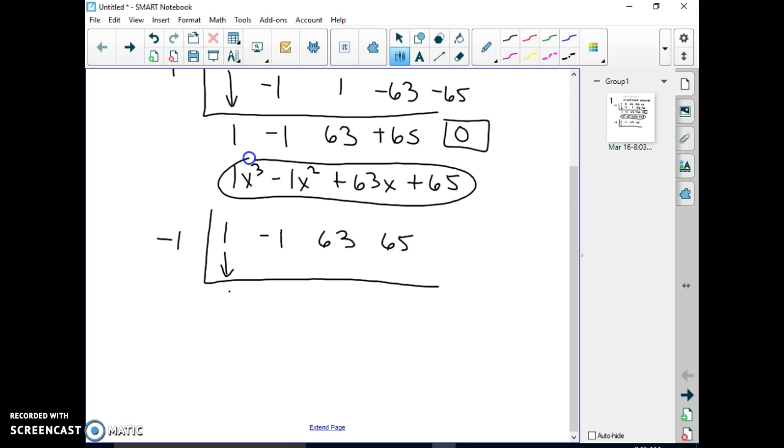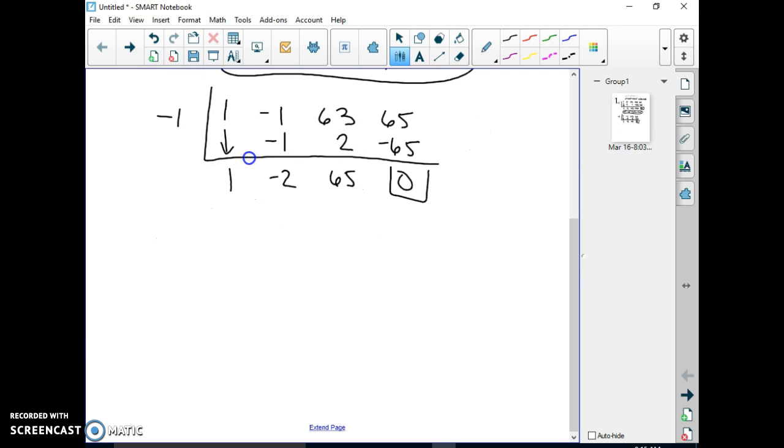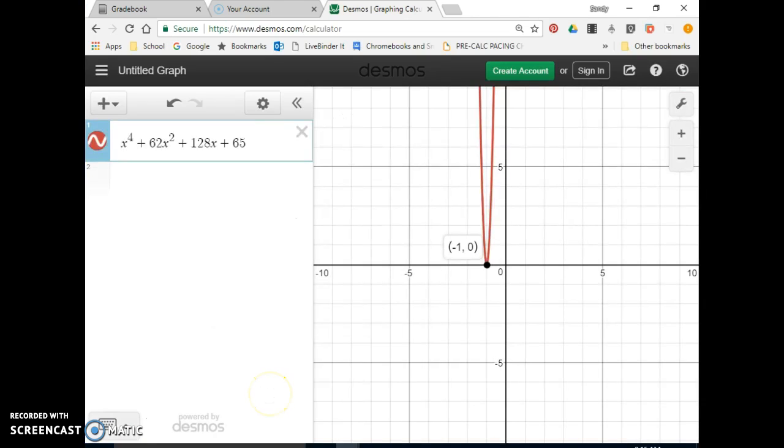Again, the first number comes straight down. So negative 1 times 1 is negative 1. I add, I get negative 2. Negative 1 times negative 2 is positive 2. I add, I get 65. Negative 1 times 65 is negative 65. I add, again, I get a remainder of 0. So this time, my reduced polynomial, going down by 1 degree each time, is 1x squared minus 2x plus 65. Now, this graph does not show any more real zeros.